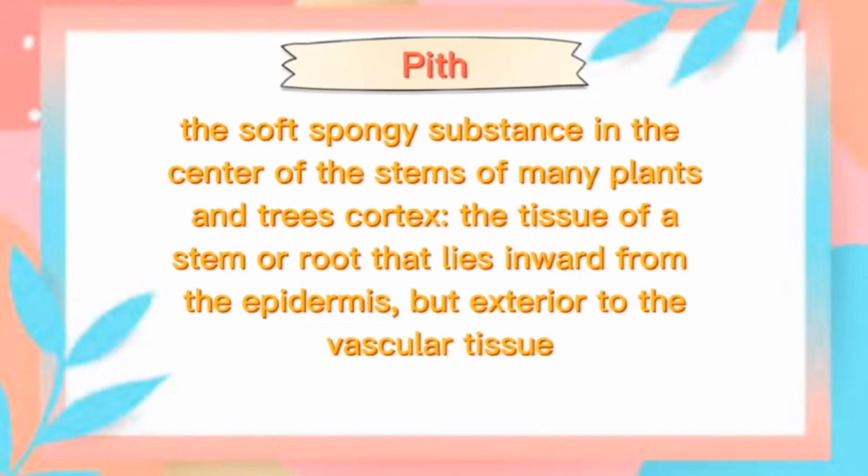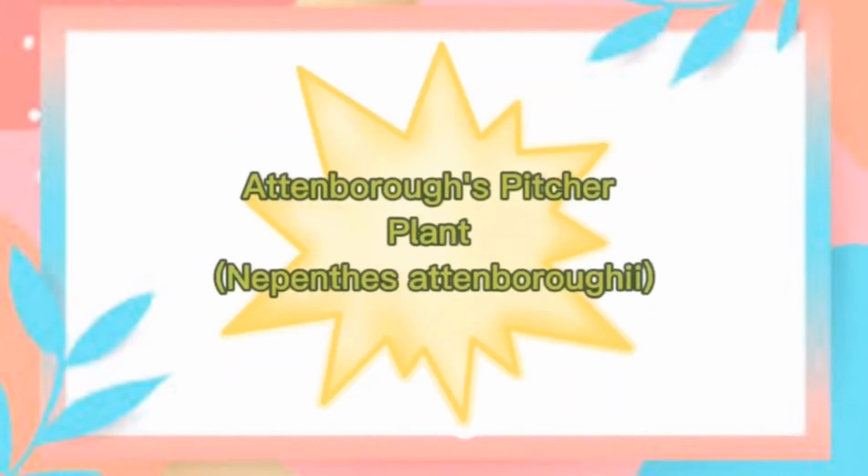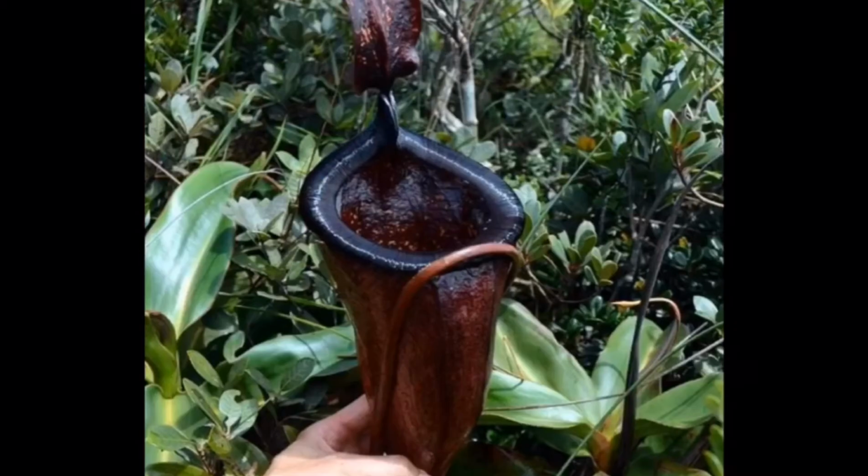The cortex is the tissue of a stem or root that lies inward from the epidermis, but exterior to the vascular tissue. Two plant endemic species. First, we have the Attenborough pitcher plant. The Attenborough pitcher plant is a carnivorous pitcher plant native to the Victoria Massif of Palawan. It has an altitudinal range of 1,450 meters to 1,726 meters above sea level.